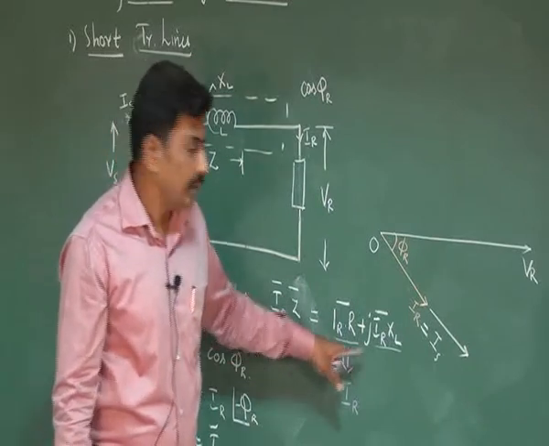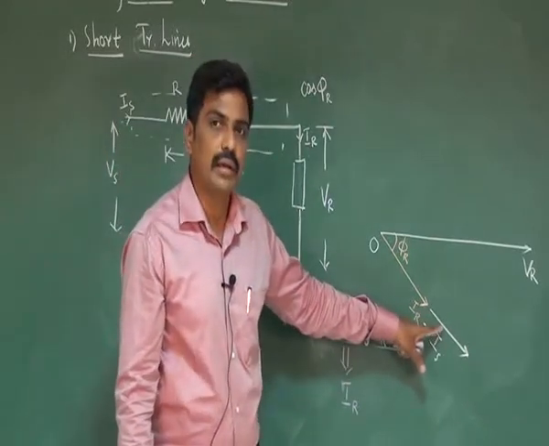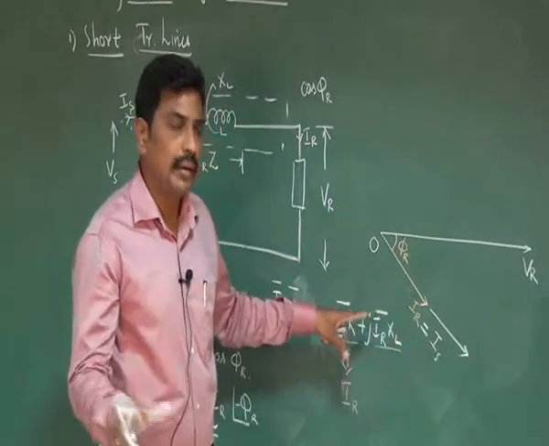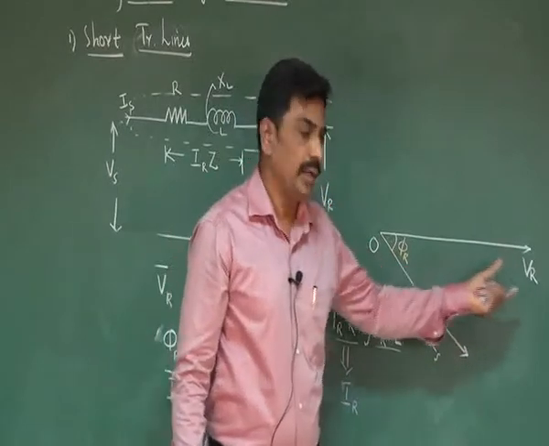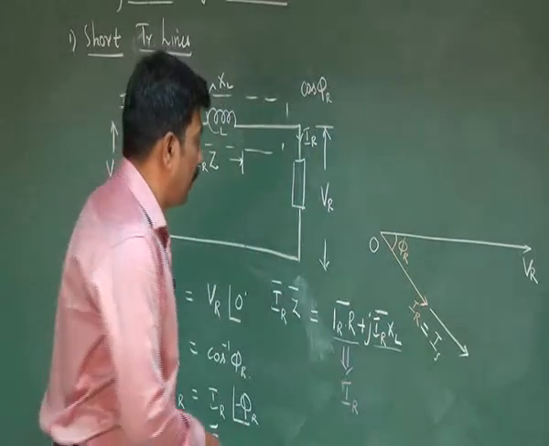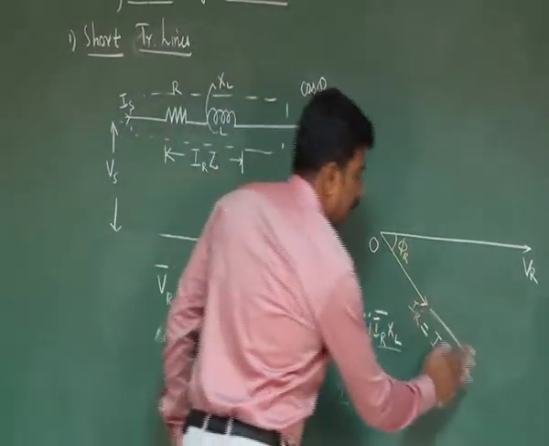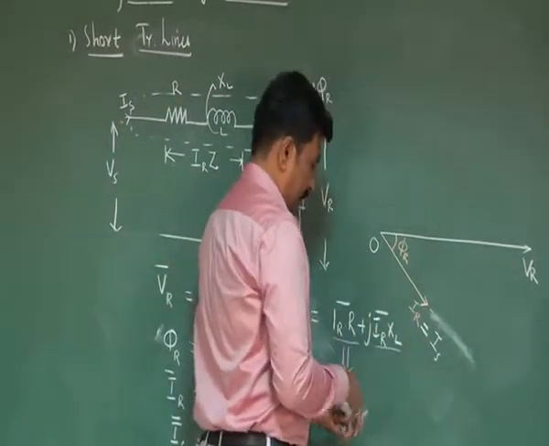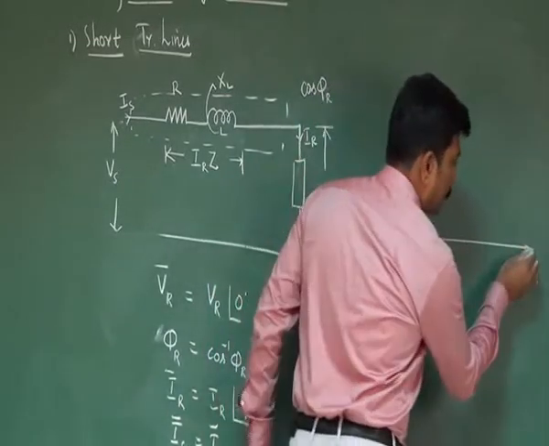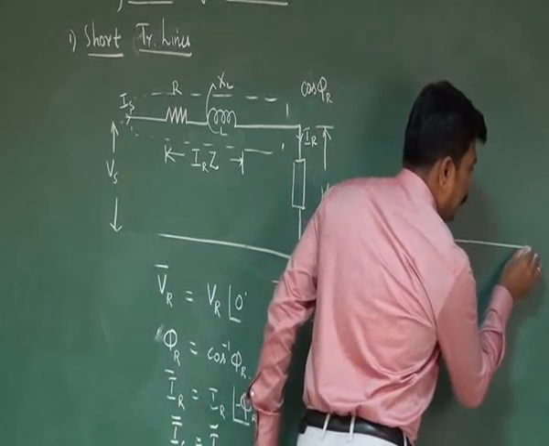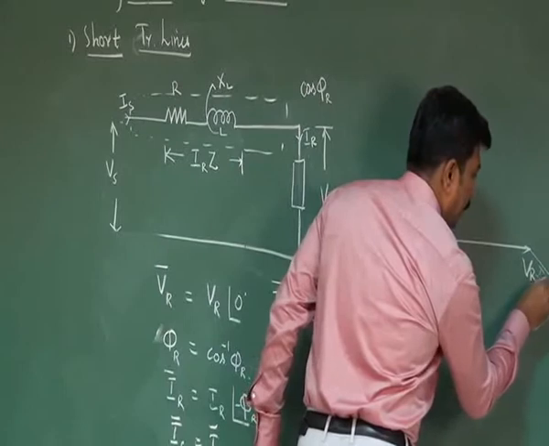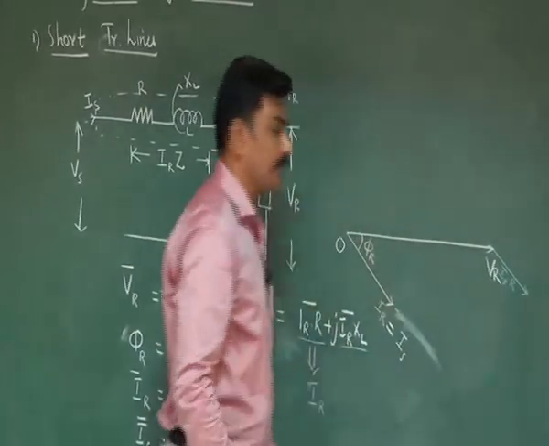So we should not combine one voltage vector and one current vector. Always we need to combine voltage vectors together, and current vectors separately together. So we need to plot this vector, we need to combine the resistive voltage drop here. That means the resistive voltage drop IRR can be plotted like this.